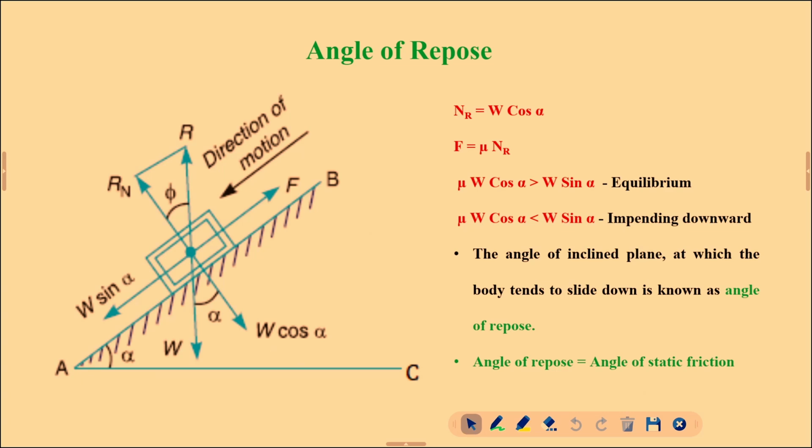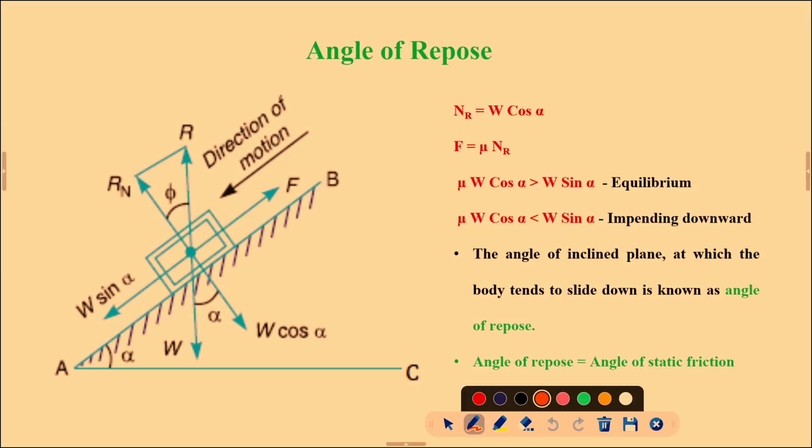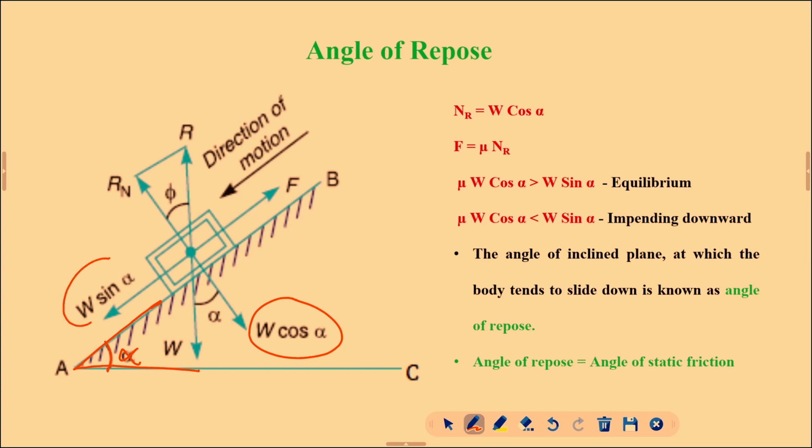Next, angle of repose. What is meant by angle of repose? What does this angle of repose say? Consider an object on a surface inclined at angle alpha to the horizontal. Since it is inclined in nature, we know that two components will come into the picture, W cos alpha and W sin alpha.